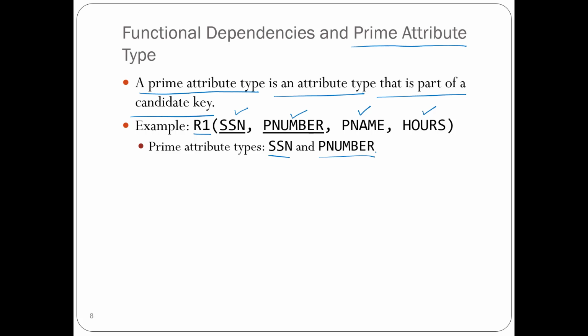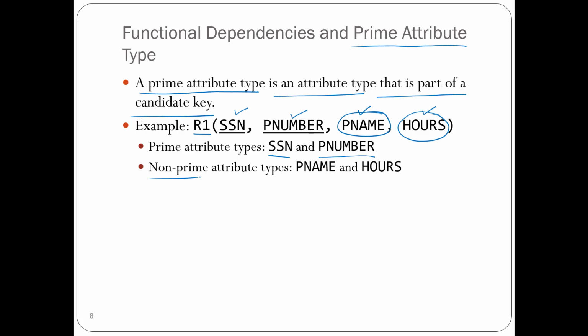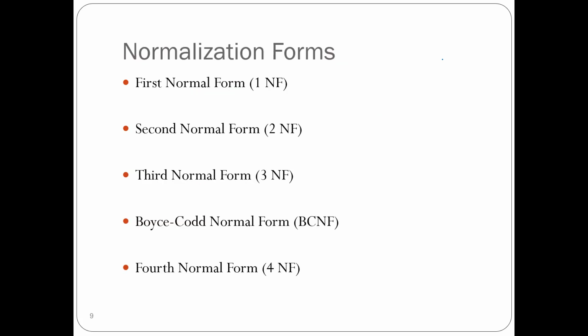All right, you might be thinking, what will happen if my candidate key is a single attribute type? Then I'll say, okay, that single attribute type is your prime attribute. Good, fine. So once we have identified SSN and P number as the prime attributes, whatever we are left with in this relation, like P name and hours, are going to be non-prime attributes. The non-prime attribute types here are P name and hours. Guys, this is important too. I would say the whole lecture is extremely important.